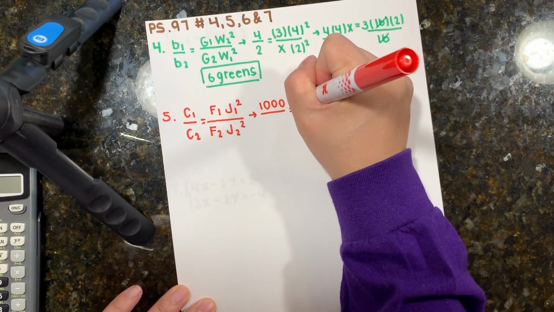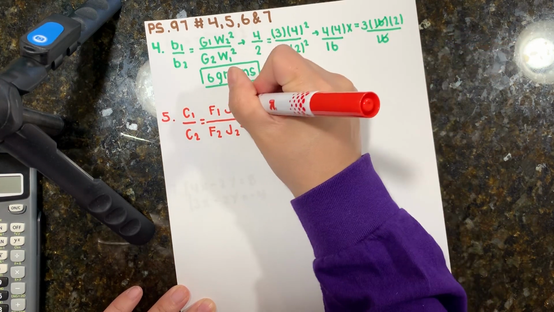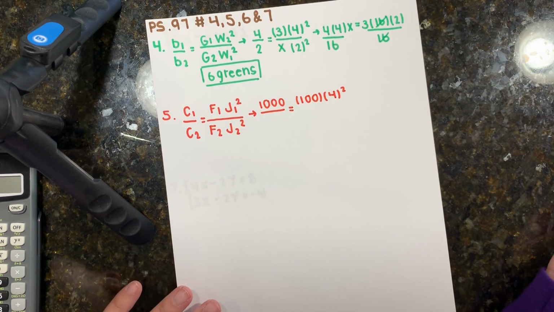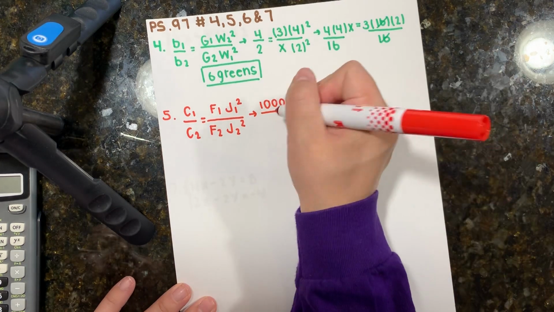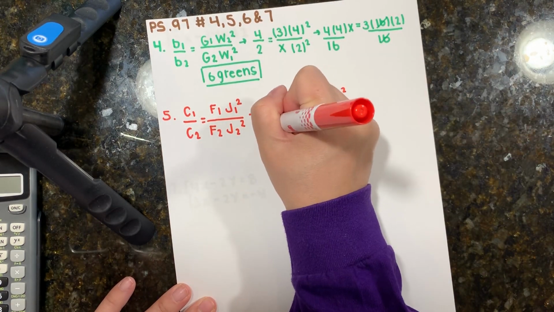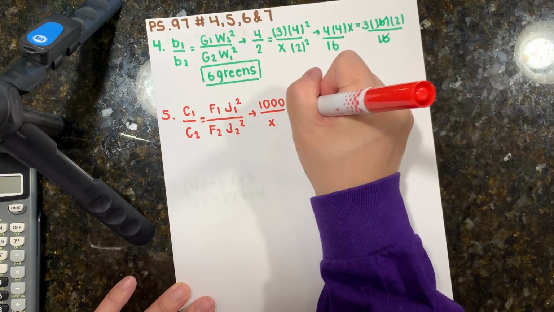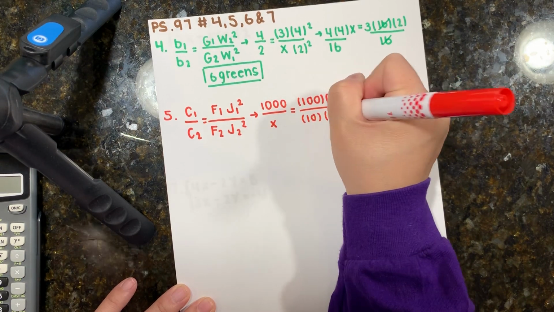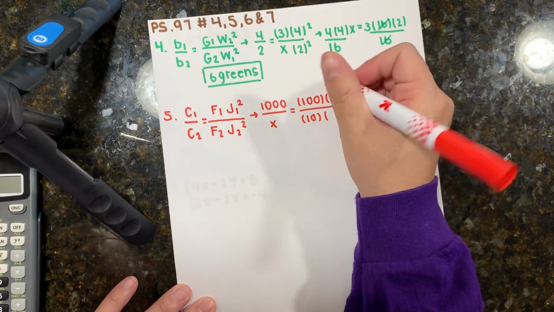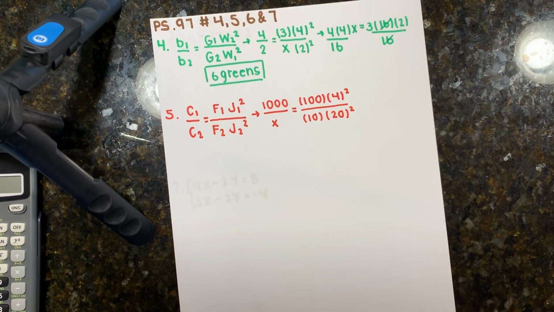And then my jubilation factor is 4. But don't forget that you have to square the jubilation factor. So it would be 4 squared. Then it says how many cheers were there when there were only 10 fans and the jubilation factor was 20. So we're solving for the cheers. There are 10 fans and the jubilation factor was 20. And don't forget to square that jubilation factor.